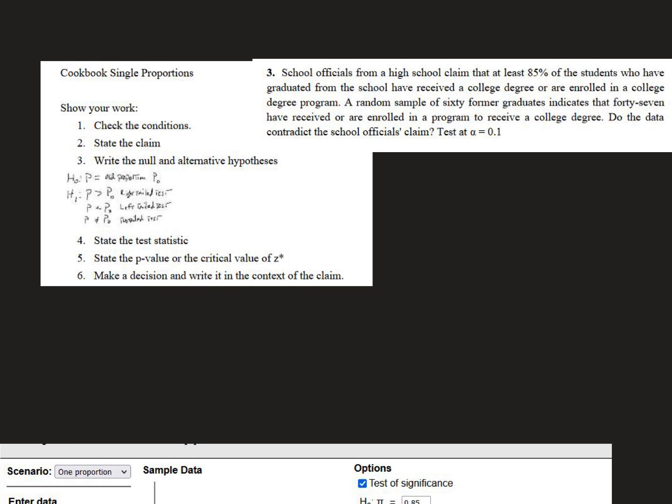And this is about, I see, at least 85% who have graduated from school have received a college degree or are in the process. So they went out and did a random sample of 60 former graduates and found that 47 had received a degree or enrolled. Does the data contradict the school official's claim? So I see a quantitative variable. Actually, it's a binomial variable, right? Yes, they got a degree.